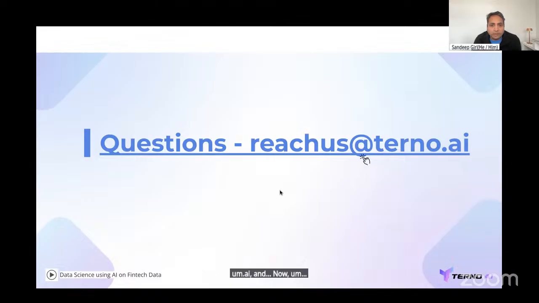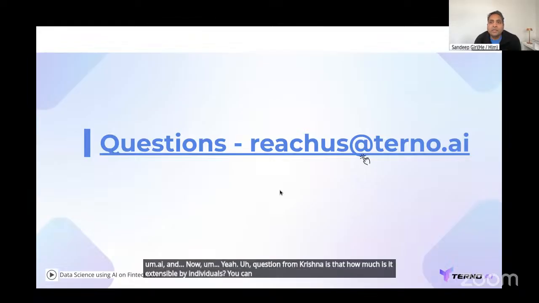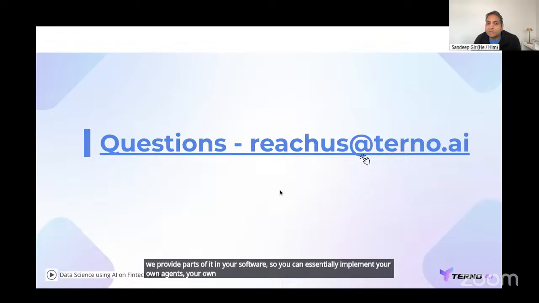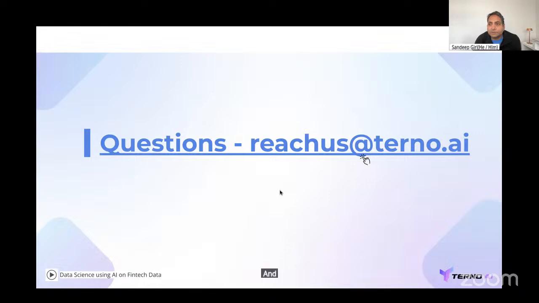A question from Krishna is how much it is extensible by individuals. We provide parts of it in your software, so you can essentially implement your own agents and your own systems on top of Turno, and you can also utilize it like an API and so on.